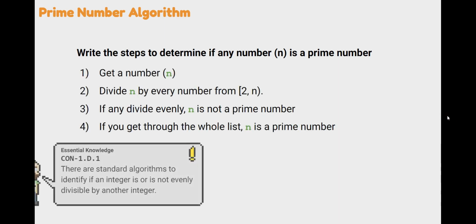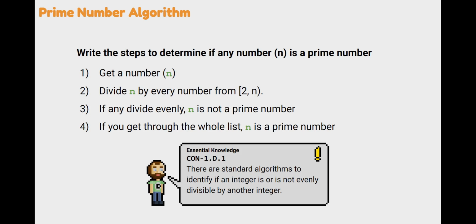Your steps might look something like this. You're going to get that number n. You're going to divide n by every number from 2 up to but not including n. If any of those numbers divide evenly into n, then n is not a prime number. If you get through the whole list, none of them divided in evenly, then n is a prime number. This aligns with our essential knowledge. There are standard algorithms to identify if an integer is or is not evenly divisible by another integer.